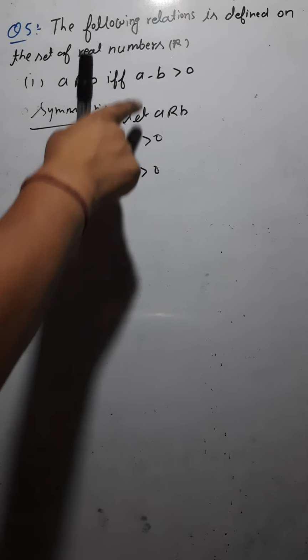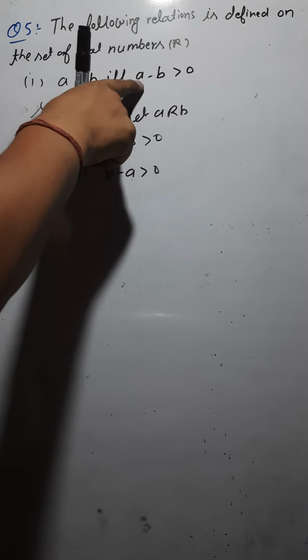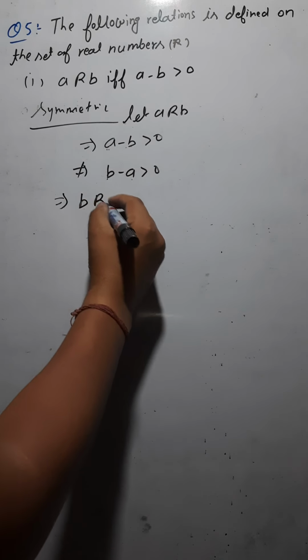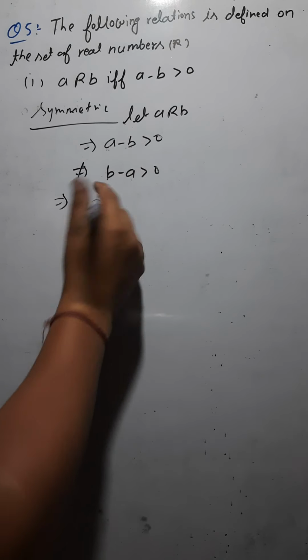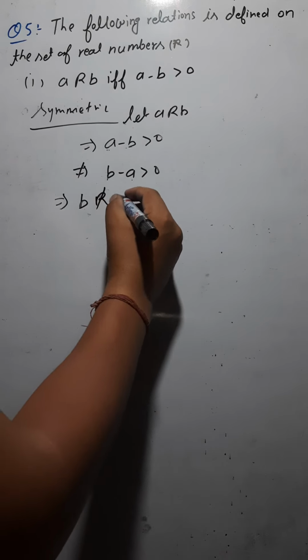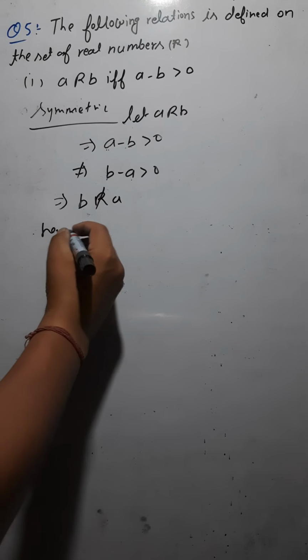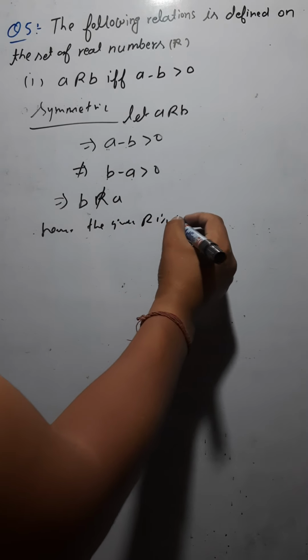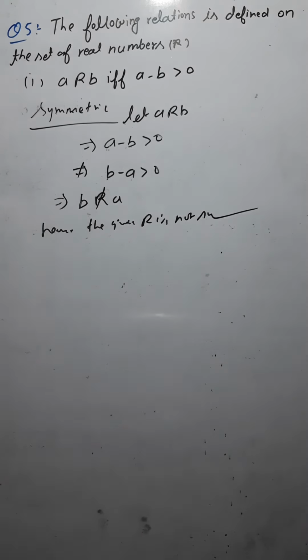So if B minus A is not greater than 0, then I would write here that B is not related to A. So it implies B is not related to A. Okay, so hence the given relation is not symmetric, isn't it?